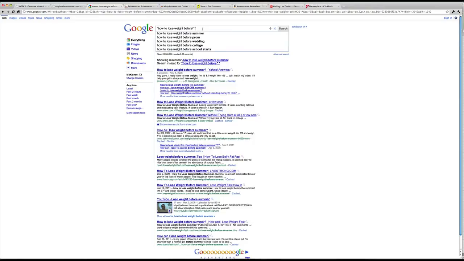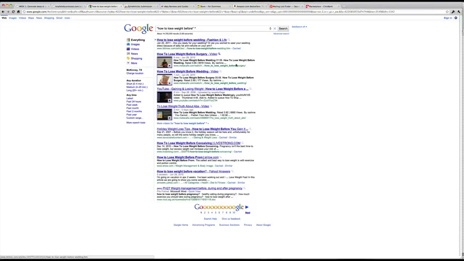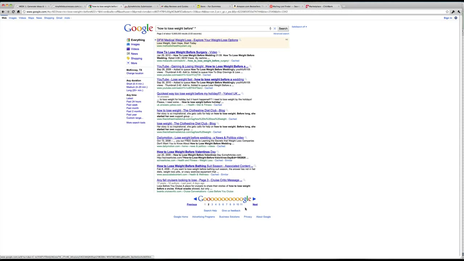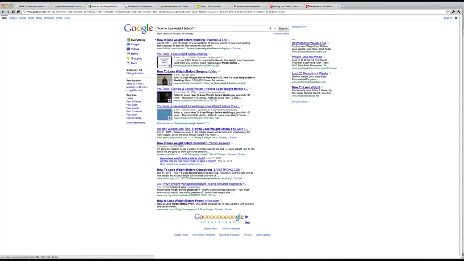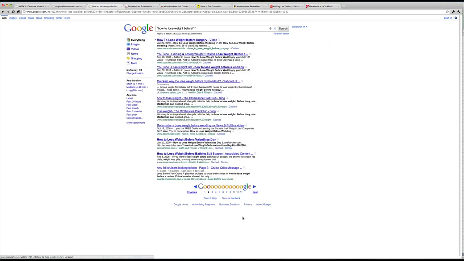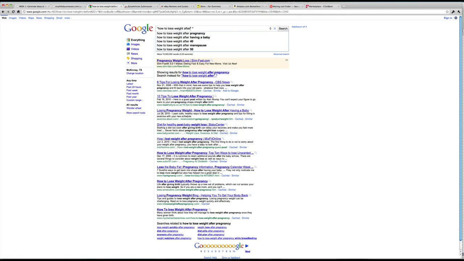Plus, if we just go ahead and do the search, we'll get some more additional ideas down here. So ones that stick out, you know, how to lose weight before prom, how to lose weight before vacation. Here's one that stuck out, how to lose weight before conceiving. So these are groups of people that are having this issue. You can do how to lose weight before, how to lose weight after pregnancy, after having a baby, etc.